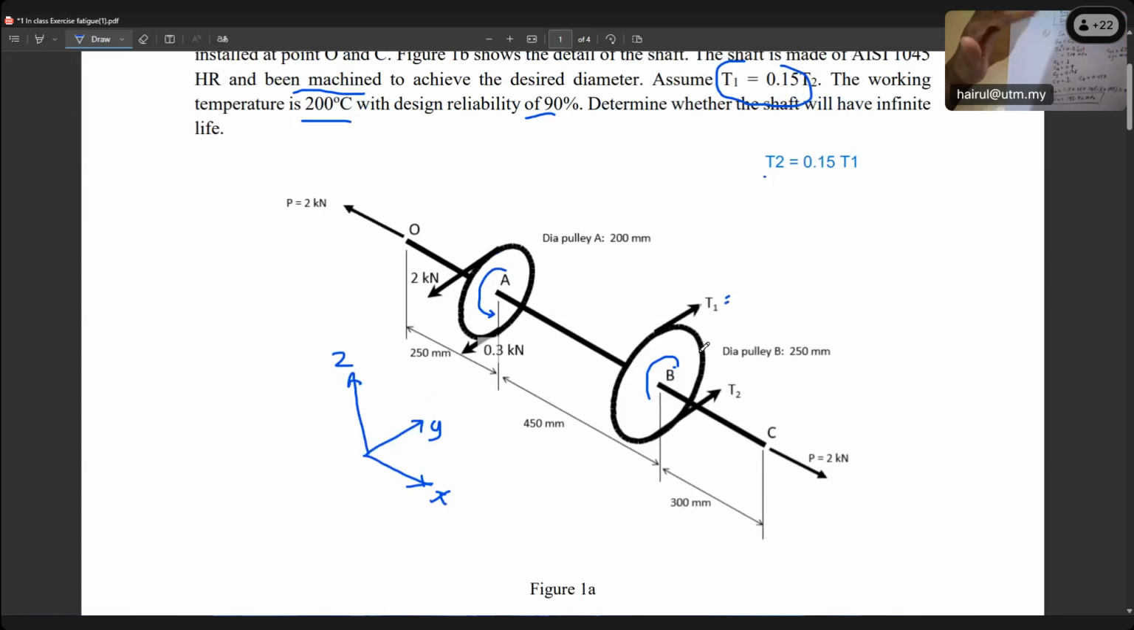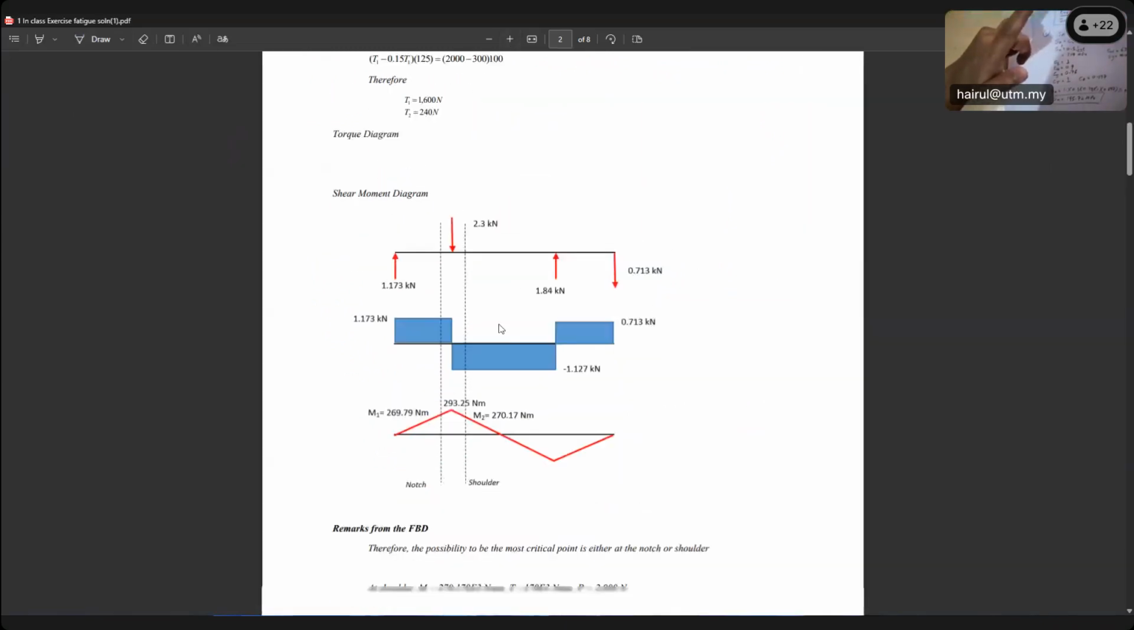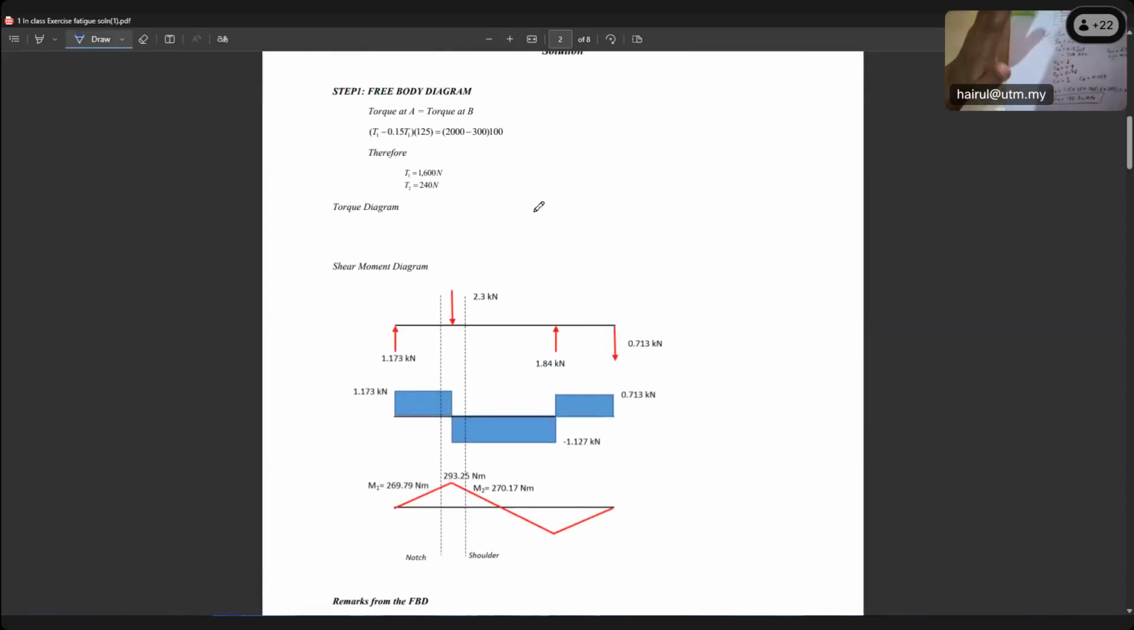Class, are you there? Class, are you listening or not? Yes, doctor. This is only on the XY plane, because can you see T1, T2 only point in the Y direction, and pulley A only points in this direction. I want to make sure because time is very limited. I believe you guys can do this shear diagram, right? They already solved the shear diagram because this is on the XY plane. It must be on the XY plane because we only have one plane.